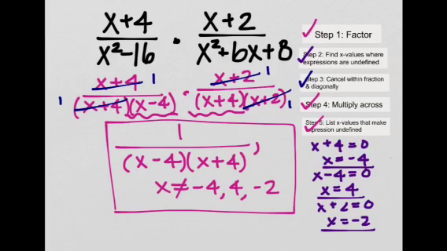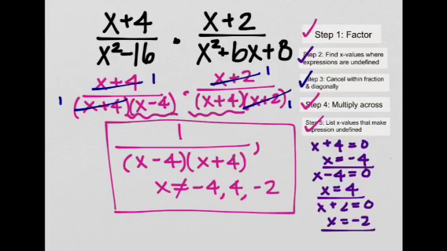So step 1, again, we want to factor. Step 2, we're going to find the x values where the expressions are undefined. Step 3, we're going to cancel within the fraction and diagonally. Step 4, we're going to multiply across. And then step 5, we're going to list the x values that make the expression undefined. If you go through all 5 steps, you'll have your final answer.